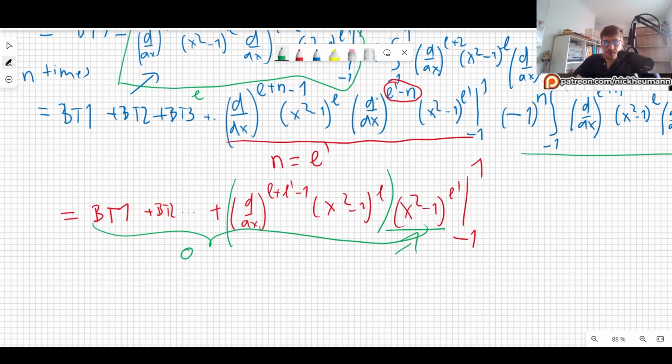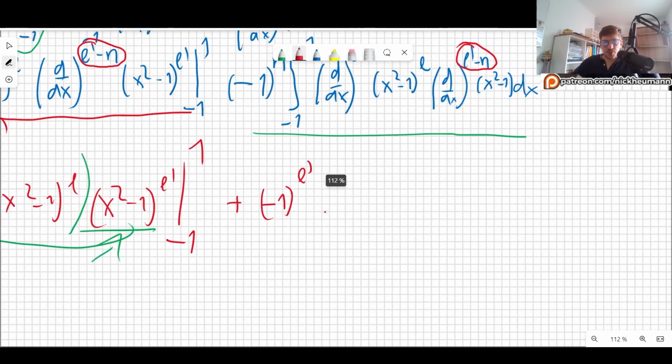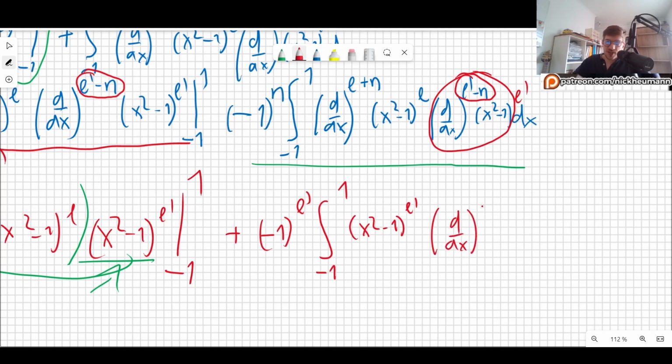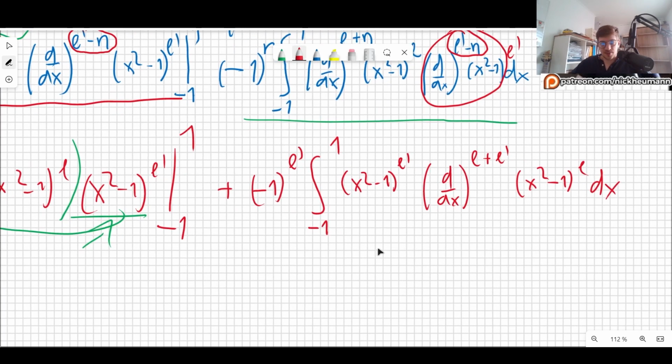So finally, we have the integral. So we have plus minus 1 to the L prime, right? We are doing this L prime times. And then we have the integral from minus 1 to 1. Now notice, since we are integrating this thing, which is to the L prime, by the way, 0 times, that means we can just write it in the front so that we don't get confused that maybe it's getting derived there. So this means now we are taking L plus L prime derivatives of x squared minus 1 to the L dx. So what is this integral?